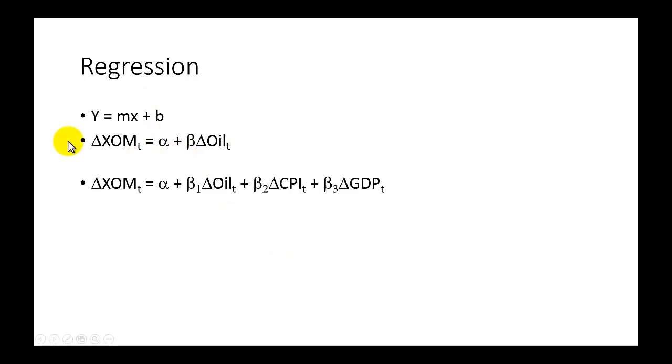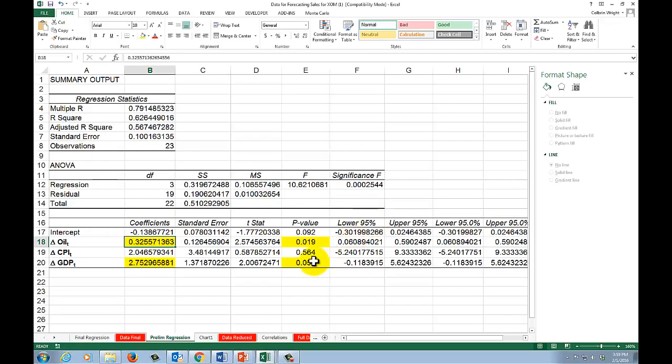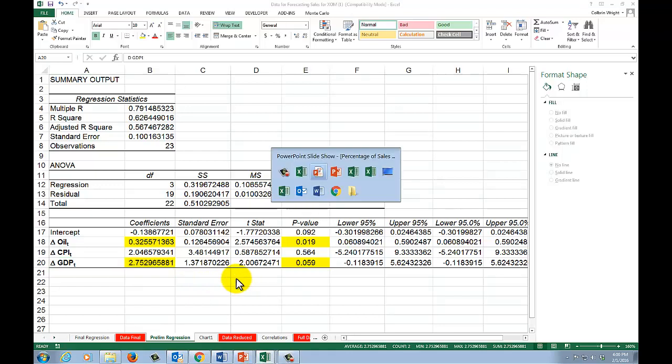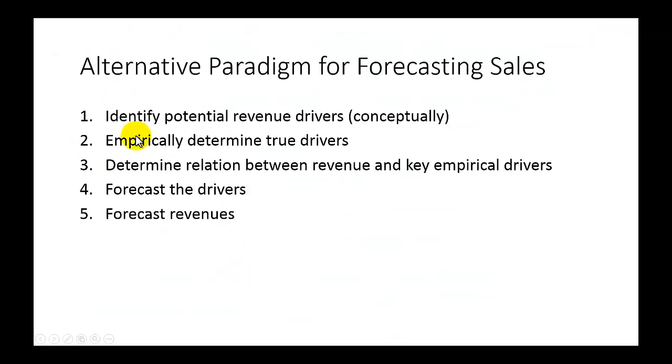But what I really want to do is run this regression or try to find this equation with two extra x variables. So if beta is my slope coefficient, I want to find a slope for delta oil, a slope for delta CPI, and a slope for delta GDP. So that's what I've done here, is I've found a slope coefficient for oil, a slope coefficient for CPI, and a slope coefficient for GDP. But there's one other thing. Remember, one of the steps that we're talking about is empirically determining the true drivers.